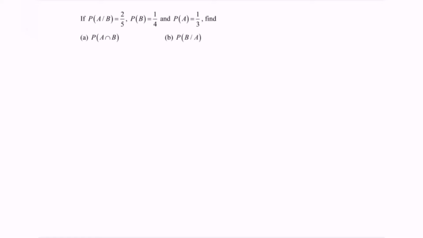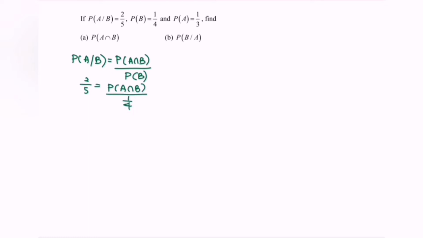So kindly focus on the first part where we have the probability of A given that B has occurred. So here we have the conditional probability. The definition for the probability of A given that B has occurred is A intersect B over the probability of B. So kindly substitute the situation. So here we have 2 over 5 equals the probability of A intersect B over the probability of B, where we have 1 over 4.